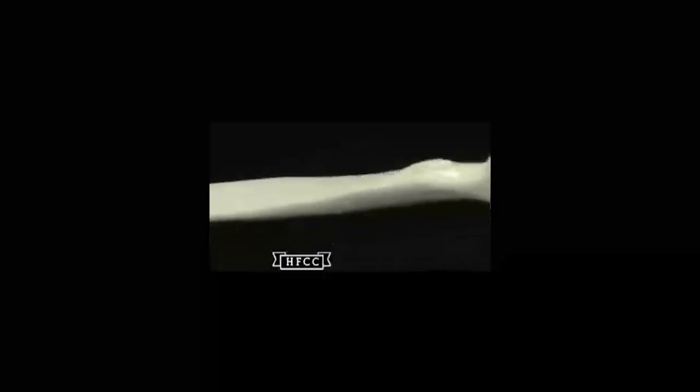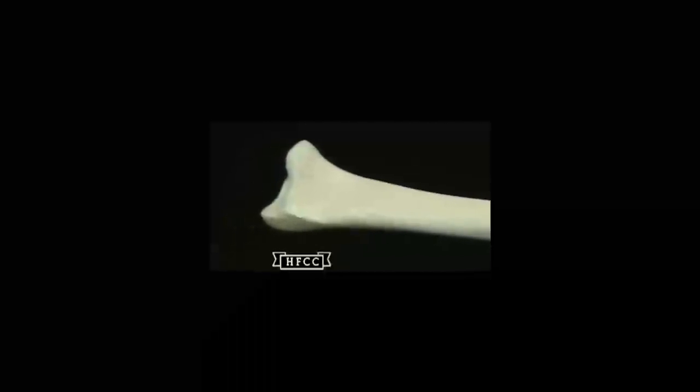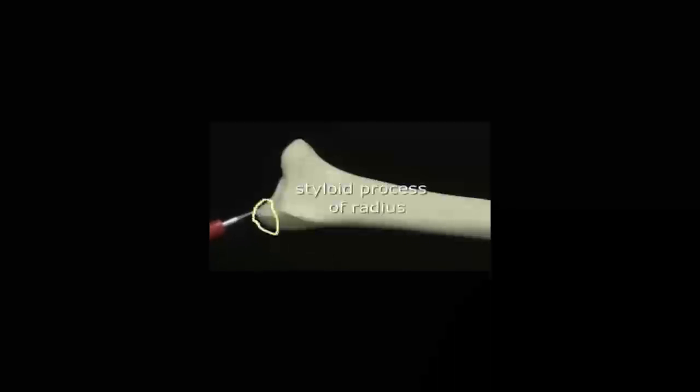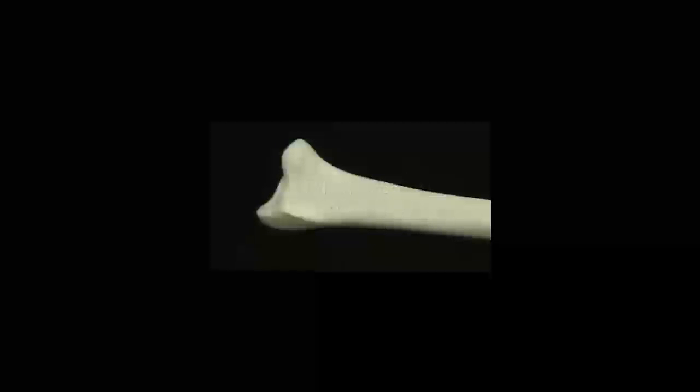And then as I move the bone down, we'll be going toward the distal end, that is toward the wrist and hand. And here's a reminder of where we're at, the distal end of this radius bone. This is a styloid process of the radius. It functions to strengthen and limit the range of motion of the carpal bones in the wrist.